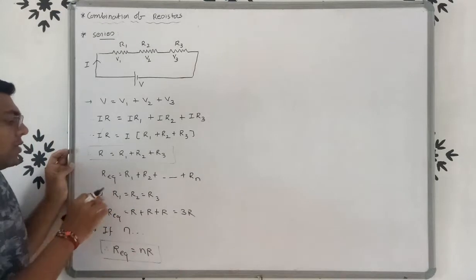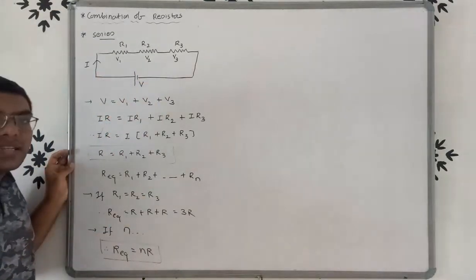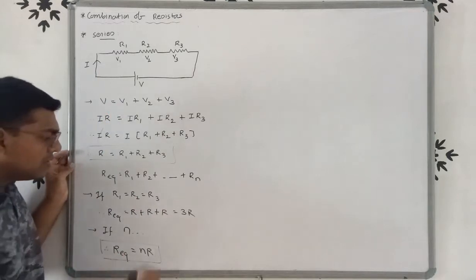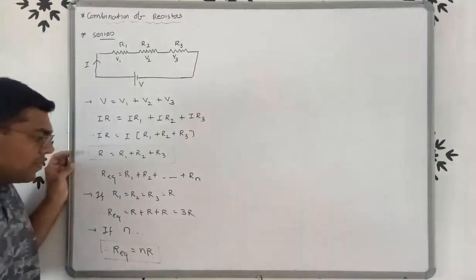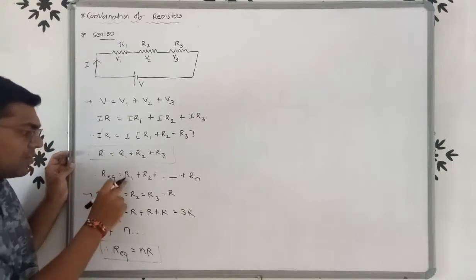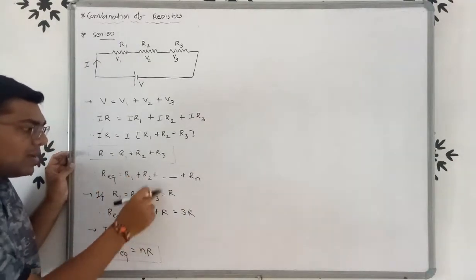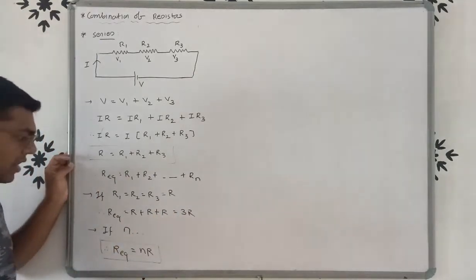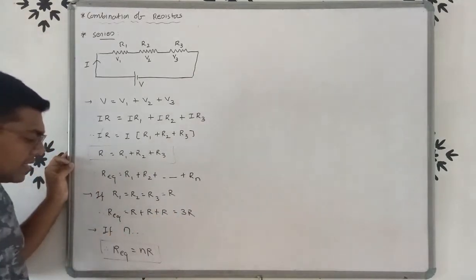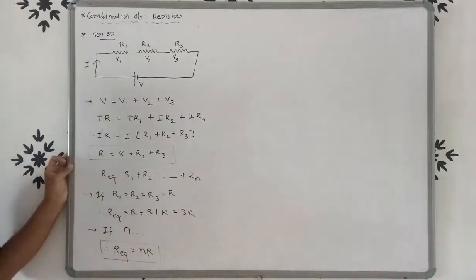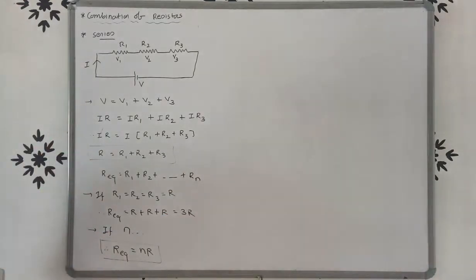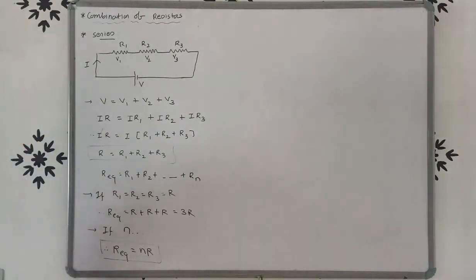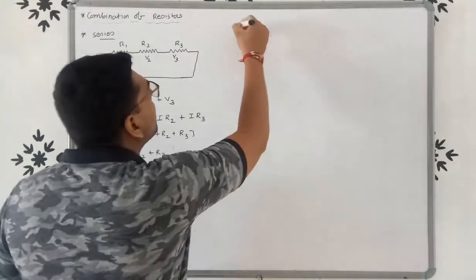Now if these three resistances are the same, R1 equals R2 equals R3, and we denote this by R, then R equivalent is R plus R plus R. So the equivalent resistance is 3R. If there are n resistors, then R equivalent will be nR. So this is the series combination of resistors.